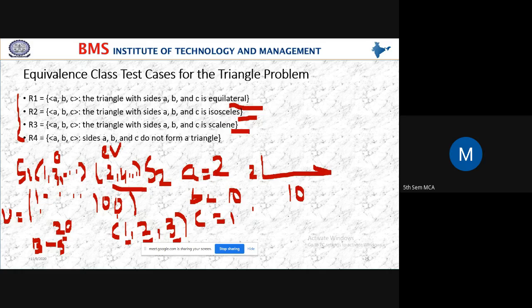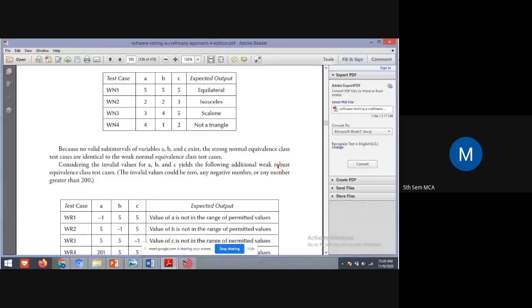Yes, students, is it possible to make a triangle? It may be equilateral, isosceles, or scalene. But am I able to make the triangle with the help of these 3 values? No, I am not able to form a triangle, because A is 2 centimeters, B is 10 centimeters, and C is only 1 centimeter. We have to take different values like this and check whether the given triangle is equilateral, isosceles, scalene, or not a triangle.